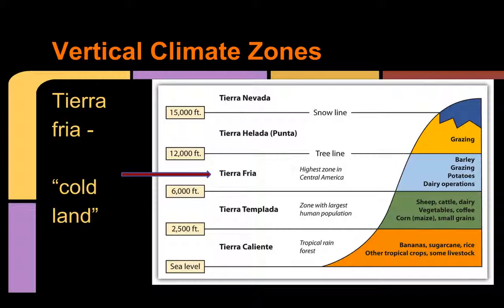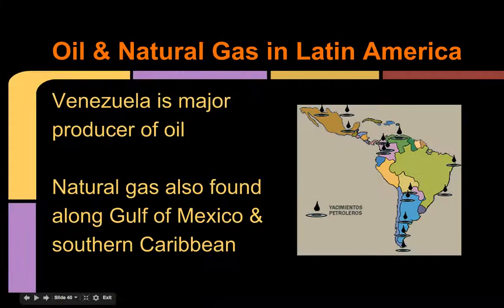And then our last one that we're going to talk about this time is Tierra Fria, which is cold land, and it is the highest one in Central and South America. It's between 6,000 and 12,000 feet above sea level, and you get frost during the winter months, so they grow crops like barley, potatoes, they have grazing cattle. Anything above that gets where you don't have any more trees and you get snow.